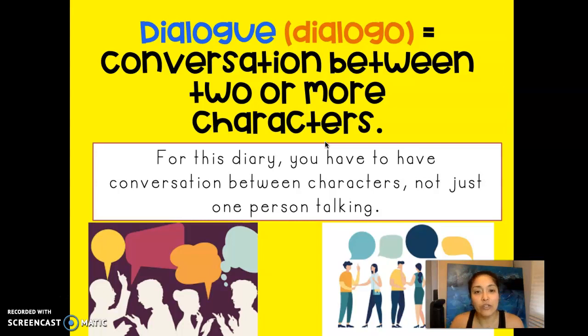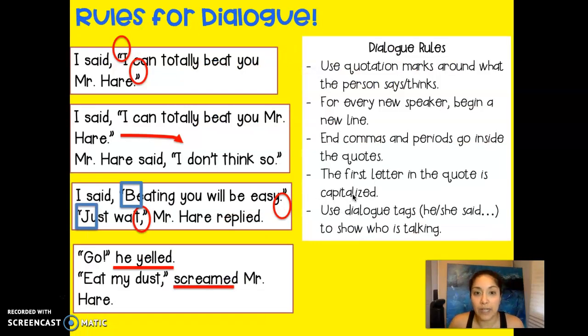There's some of you that are just having one person say something. For a diary entry, in order to count for the one dialogue, because you need to have at least one example of dialogue, it has to be a conversation between two or more characters. You can't just have one character say something. You have to have a conversation between characters. And you have to make sure you're following the rules. So let's go over the rules for dialogue.